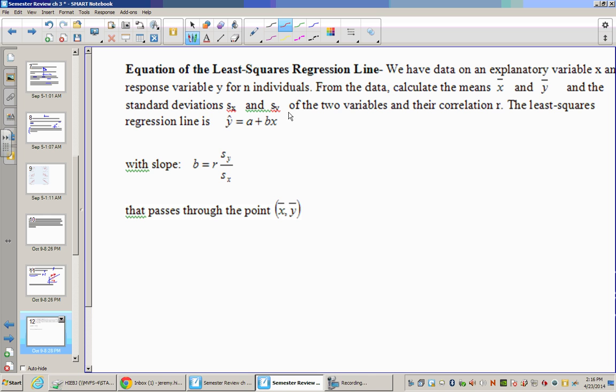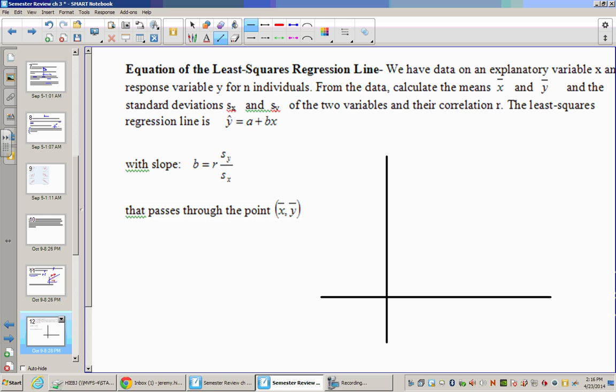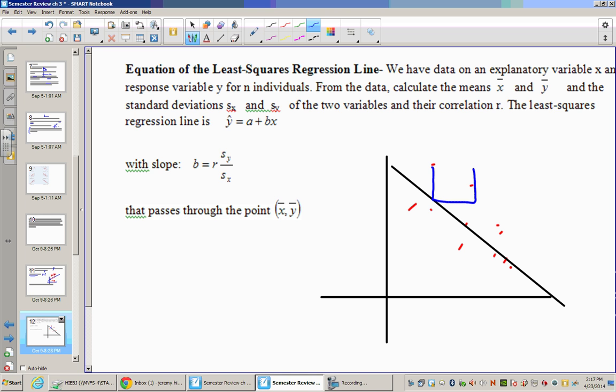Now the least squares regression line. This is a line where, if I have my data points scattered out like so, and I have a line going through, and I draw a vertical distance down and make a square out of that, and I do that for every point in my data set, the line that creates the least amount of area in those squares is going to be my least squares regression line.